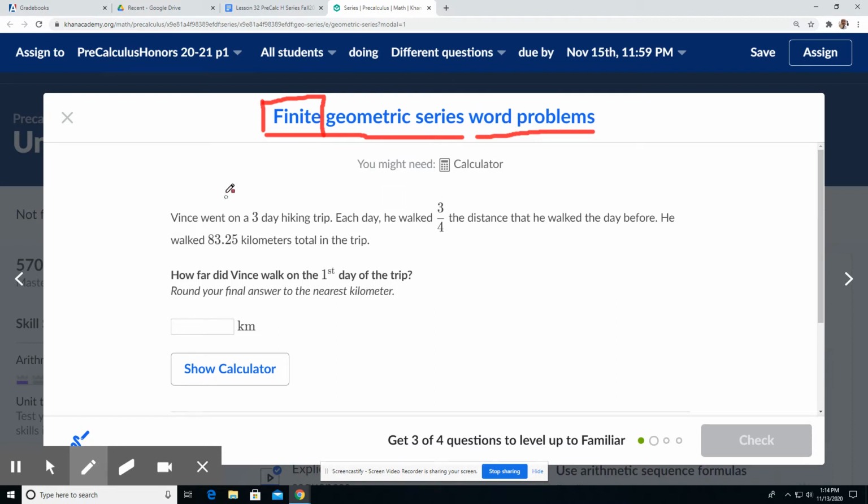All right. Vince went on a 3-day hiking trip. Each day he walked 3/4 the distance that he walked the day before. He walked 83.25 kilos total in the trip. How far did Vince walk on the first day of the trip? That's what we're being asked. So we're looking for the term one, basically. Round your final answer to the nearest kilo.